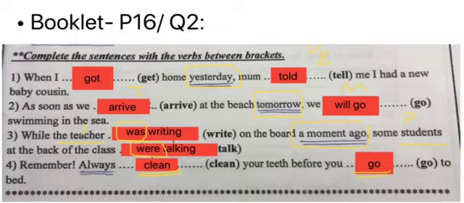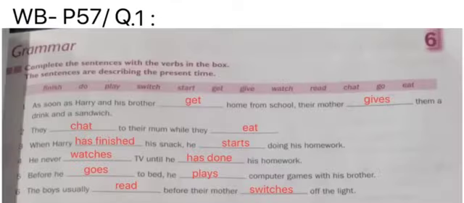Okay. Now let's move on to the workbook. Please, all of you, open your workbook, page 57, and let's look at question number 1. Question number 1 is: complete the sentences with the verbs in the box. The sentences are describing the present time. In this question, it helps you and tells you that you need to use the present time.